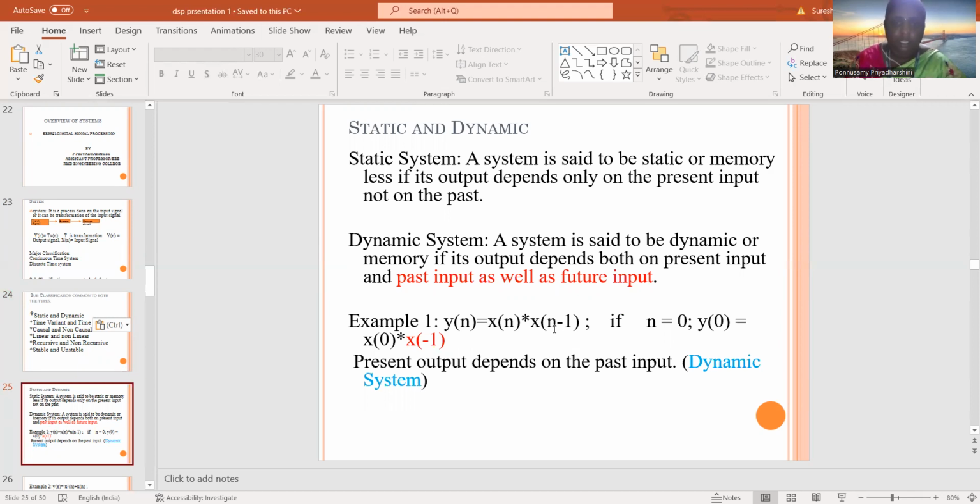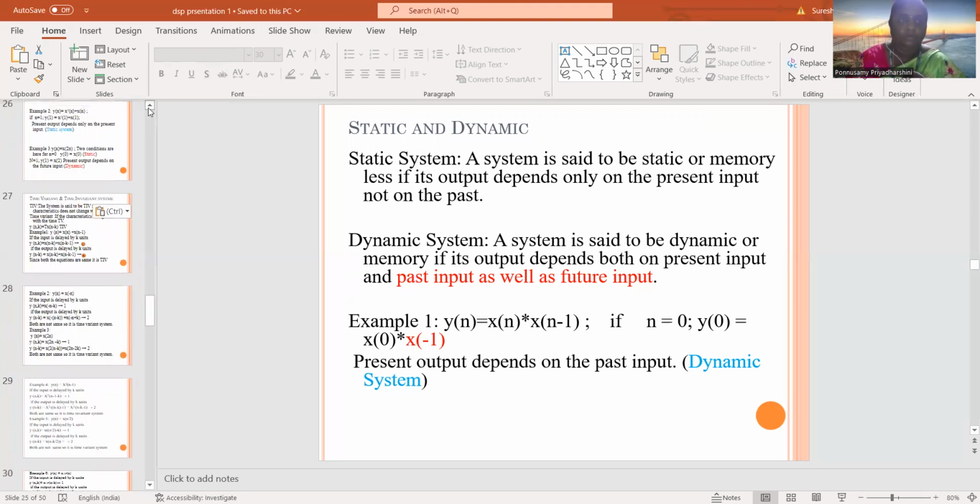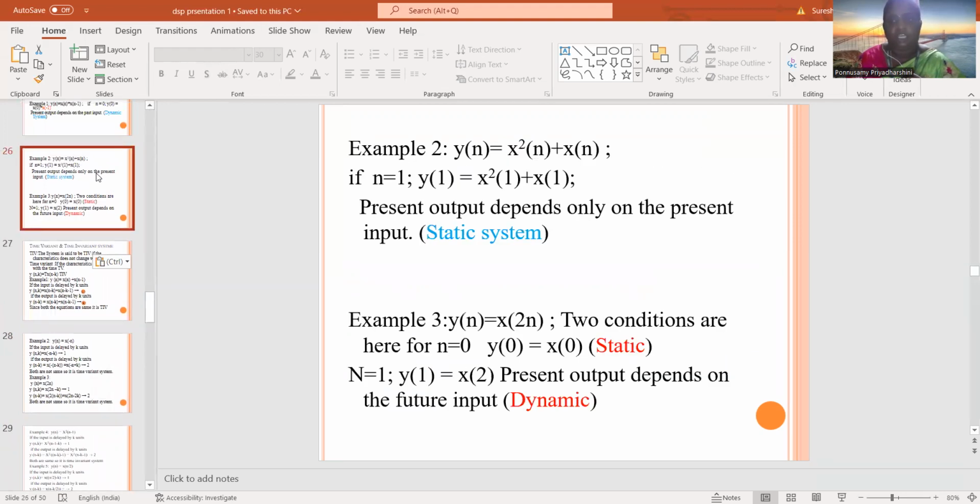To find out, we have to substitute a value for n. I am taking the value of n as 0. So y of 0 is equal to x of 0 times, and substituting 0 in the second term, I get x of minus 1. From this itself, x of minus 1 is a past value. So it depends on the present as well as the past. So the system is a dynamic system. Whenever they give any problem, we have to substitute the value n equal to 0.